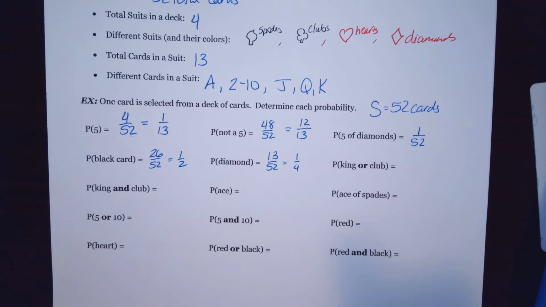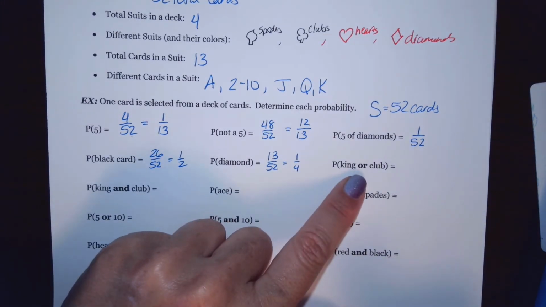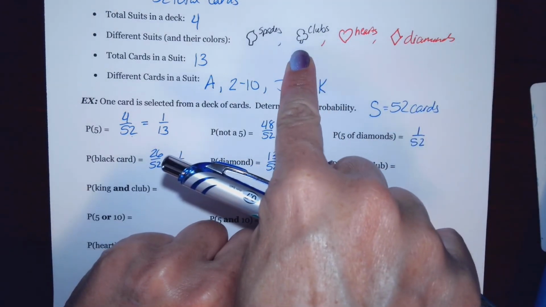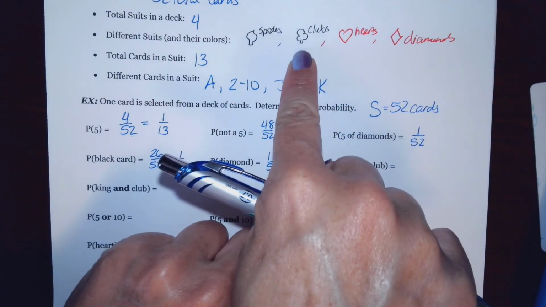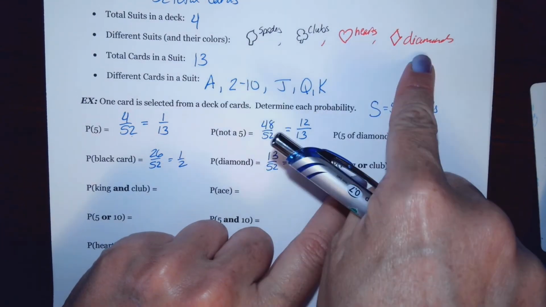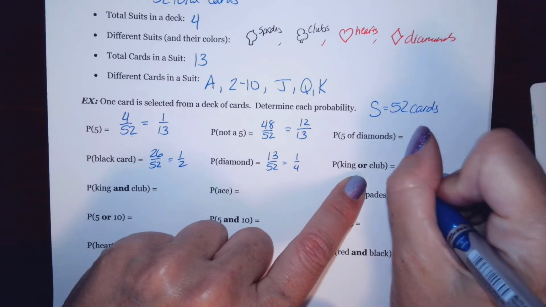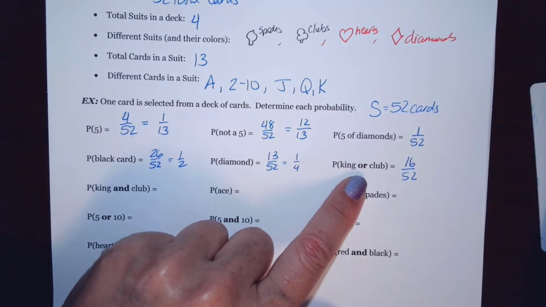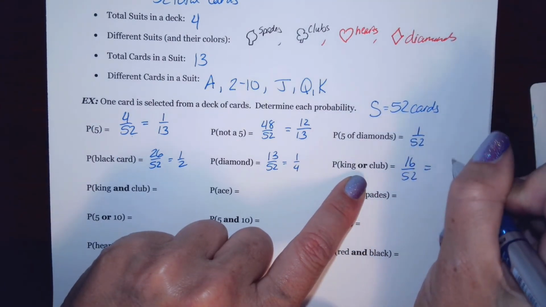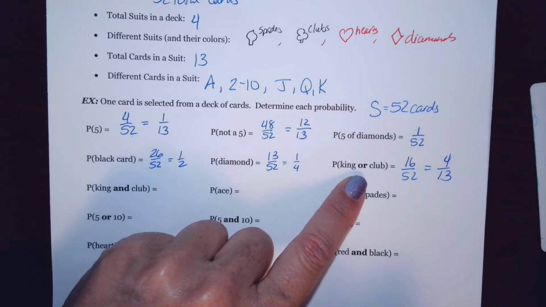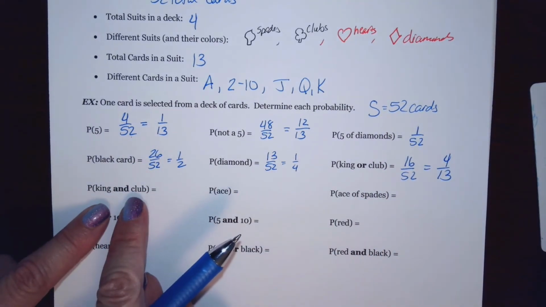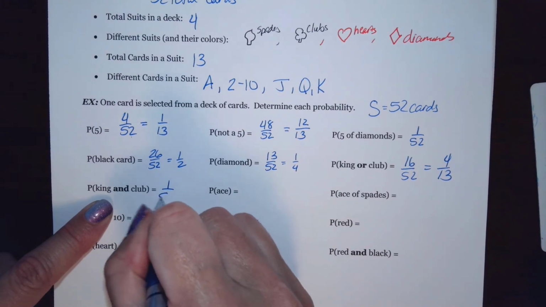Now things start getting interesting. A king or a club. Well, I've got 13 clubs. One of those is a king. I have a king of spades, a king of hearts, and a king of diamonds. So 13 clubs, 14, 15, 16 to add in the rest of the kings. That will simplify. Those are both divisible by 4 to 4/13. A king and a club. A single card that is both king and club. Well, that's going to be just that one card, the king of clubs.